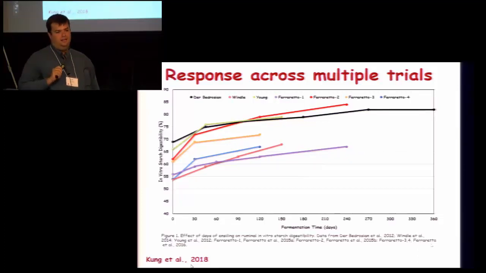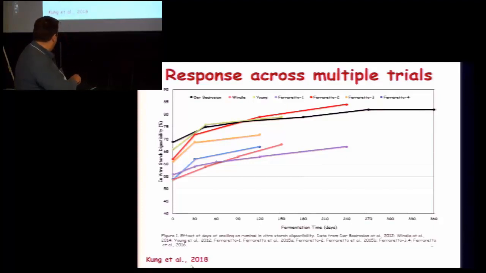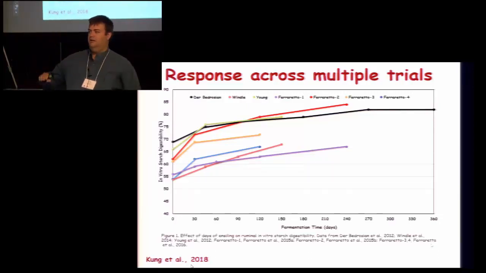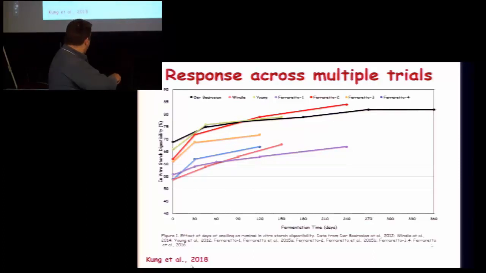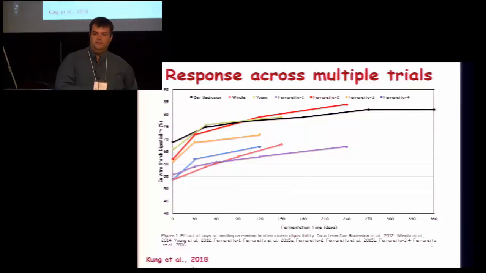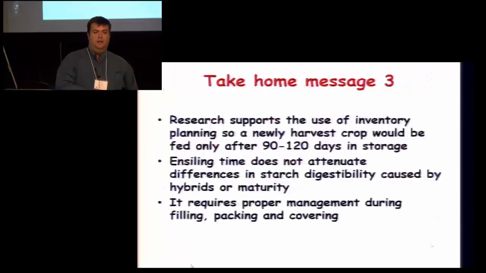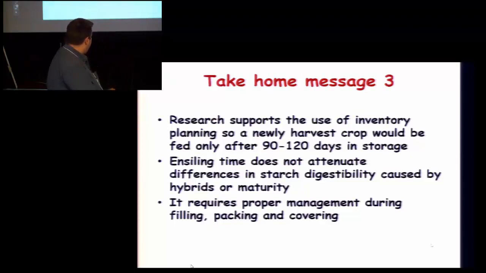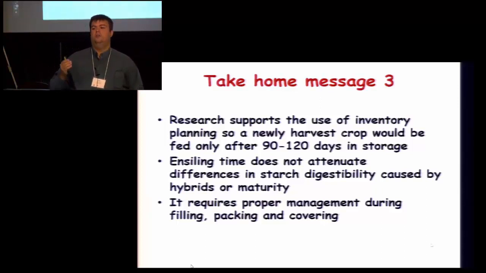I also like to highlight, however, that early on, the increase in fermentation is greater, and then those samples start reaching a plateau. Okay? So my suggestion for you is, very likely, the cutting point for that increase is right here, around 90 to 120 days of fermentation. Okay? I'm not showing all the data, but research supports the use of inventory. So if you can store your crop for 90 to 120 days before opening to improve starch digestibility, it may be a very good tool.